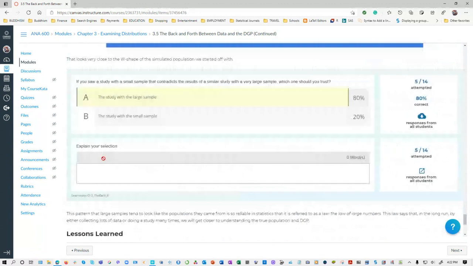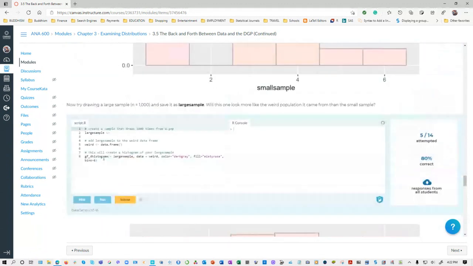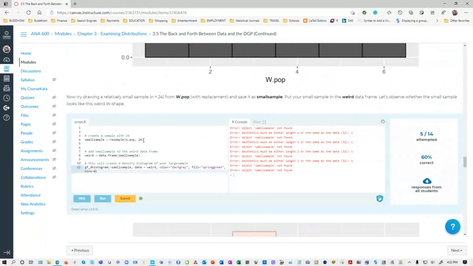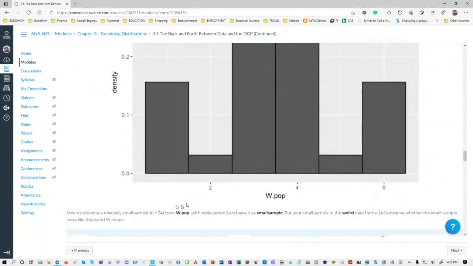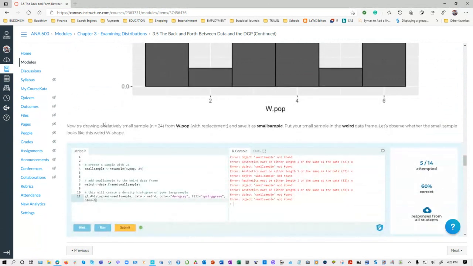Yeah, they were showing over here that when you use the large sample, it seems like this won't pick up. I put small sample, pre-sample. We're going to do the function work on that WPOP. Yes, it's coming from the WPOP. The population, drawing a relatively small sample, 24 from the WPOP. And then that data set, small sample, has been assigned to weird data. Here is the problem.